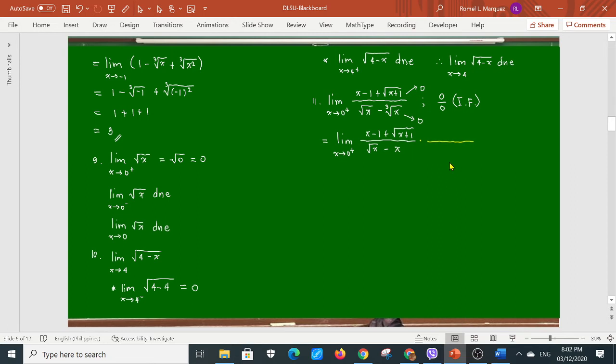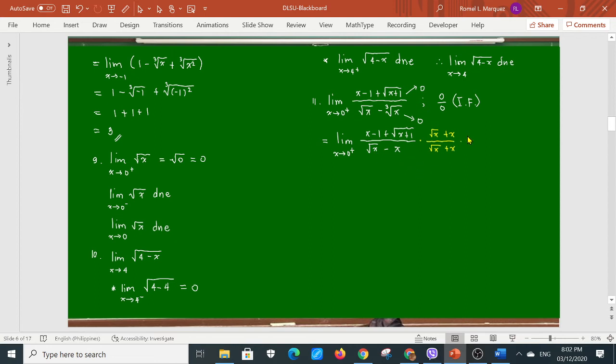Yung square root muna ng x, no? Sige, square root ng x muna. Pag square root ng x muna ang gusto niyo tanggalin, ang multiplier niyo, conjugate ng square root ng x minus x, which is square root ng x plus x. Okay? Pag minultiply niyo yan, ang matatanggal ay itong radical na yan. Magiging square root ng x, square root ng x. So, x minus x squared.